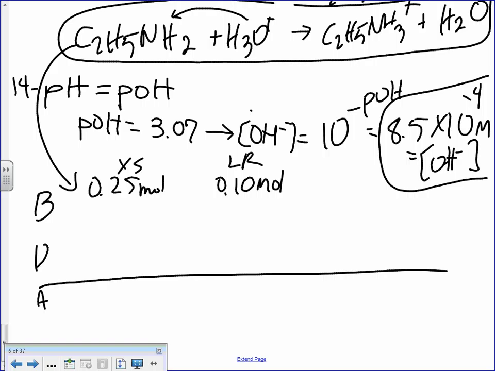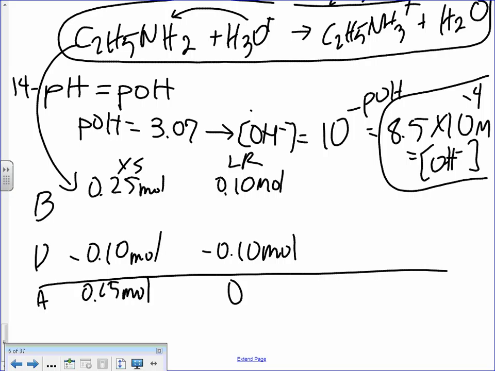Okay. So the LR, you get 0 left over. You subtract here, and this is an easy one because it's a 1 to 1 to 1 to 1 ratio. So what are you doing here in the change row? Subtracting 0.1. So you get 0.15 moles of that left over, which may not be important, but I'm going to fill it out anyway. And for the product made, I start off with 0 for both of these. I'm adding 0.1 moles there as well. So that's going to give me 0.1 moles here.